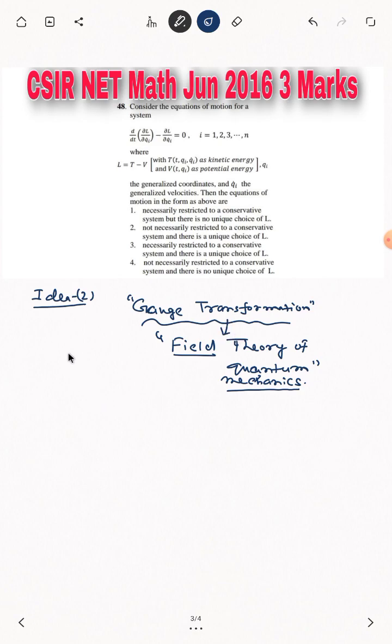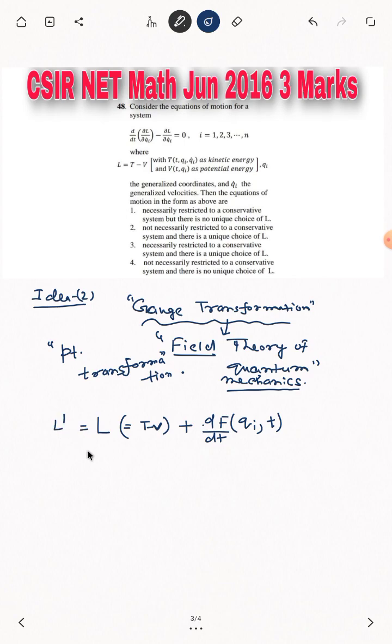This gauge transformation is one kind of point transformation. We will just discuss that type of transformation in brief. What is it? It should be a point transformation. That means we have seen that L is the Lagrangian, which is virtually T minus V. So if we add one more quantity to L, say this quantity is f, which is a function of coordinate and time, and take the total derivative of that quantity, we must have a new quantity L dash.